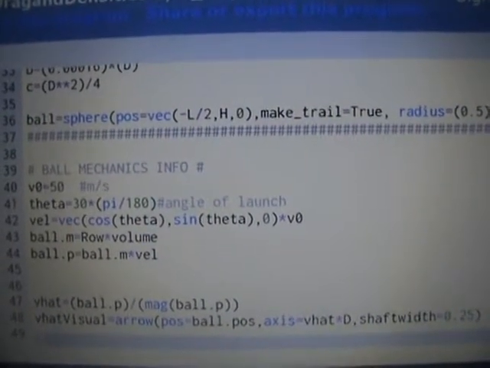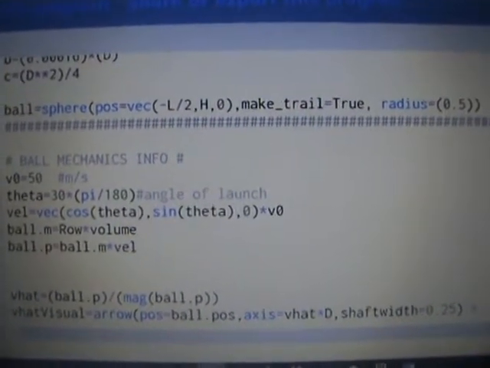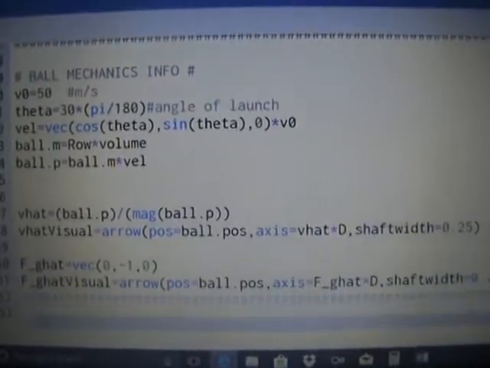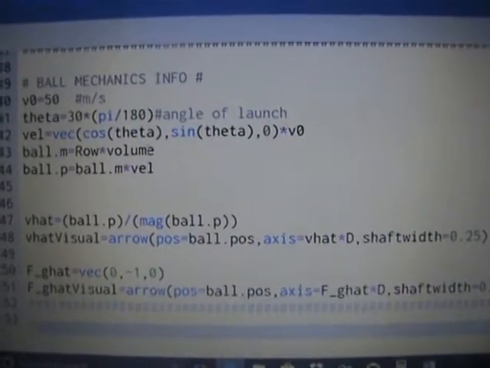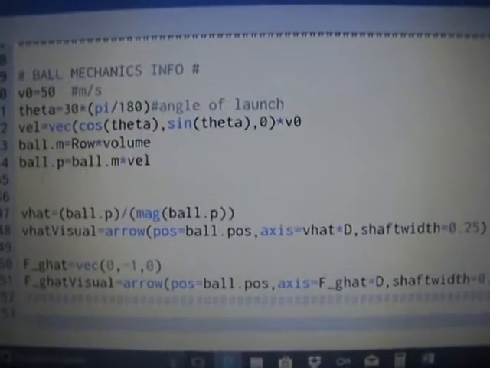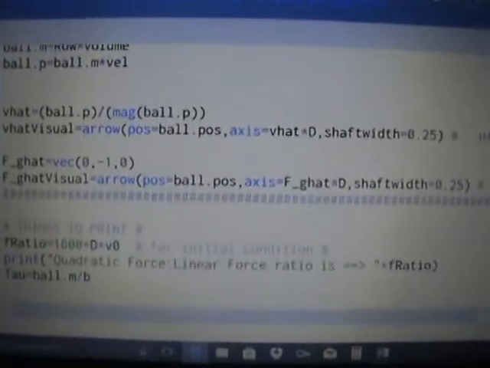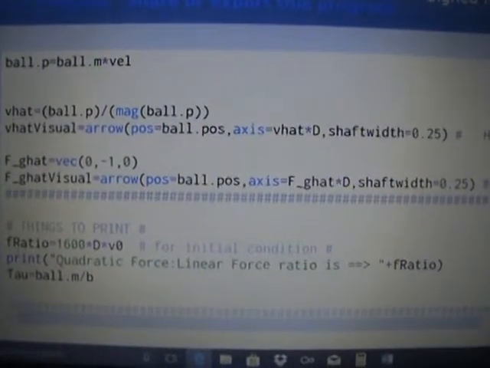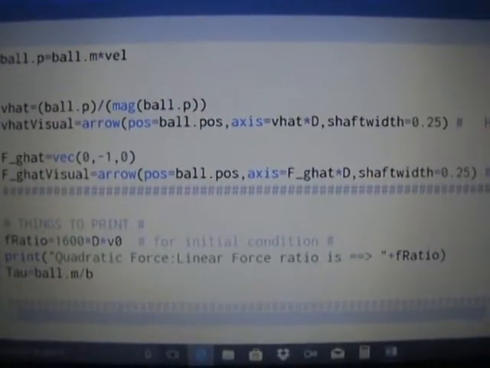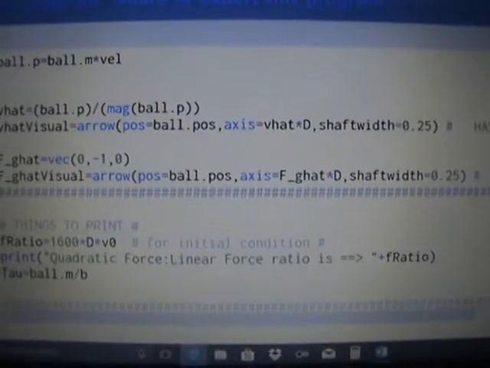initial velocity, the angle turns it to a vector. The vector times the initial velocity. Ball.m is a scalar multiplied by the velocity vector, so the momentum is a vector. These are just little things. I did v hat and g hat, the unit vector in the direction of velocity and the unit vector in the direction of gravity, so I could have some more insight.